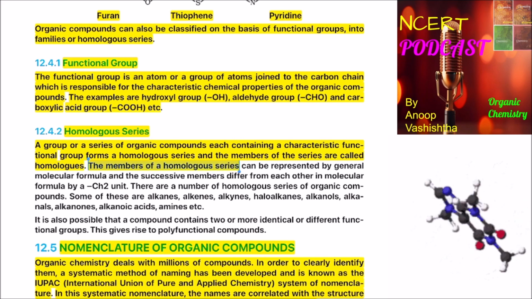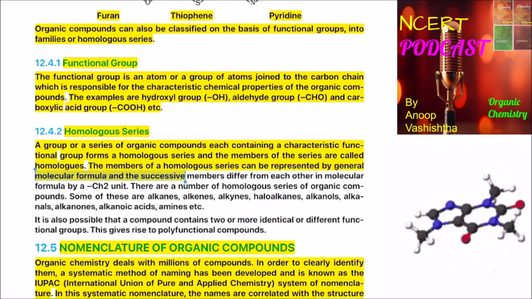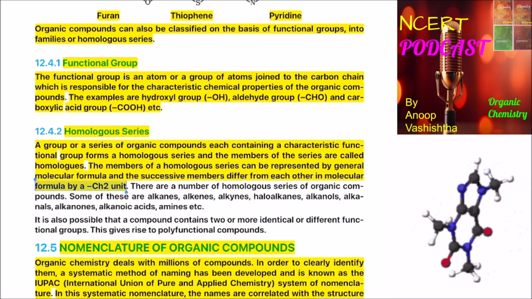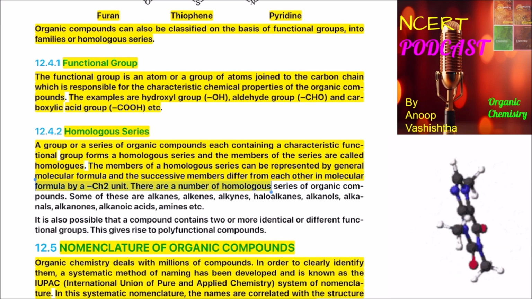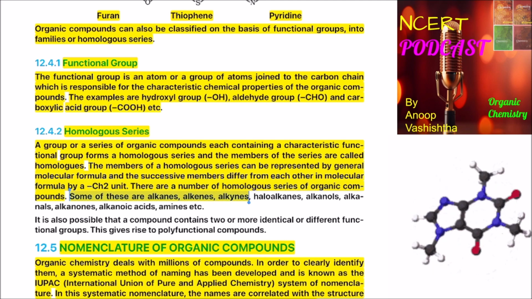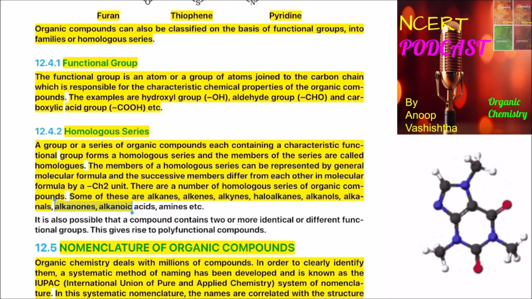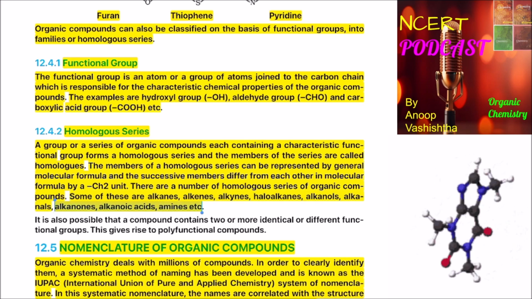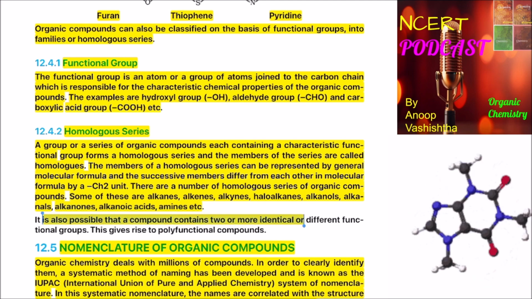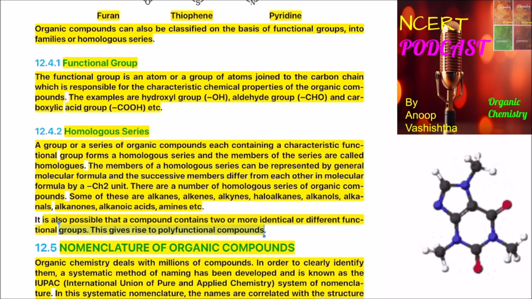The members of a homologous series can be represented by a general molecular formula, and the successive members differ from each other in molecular formula by a CH2 unit. There are a number of homologous series of organic compounds. Some of these are alkanes, alkenes, alkynes, haloalkanes, alkanols, alkanals, alkanones, alkanoic acids, amines, etc. It is also possible that a compound contains two or more identical or different functional groups. This gives rise to polyfunctional compounds.